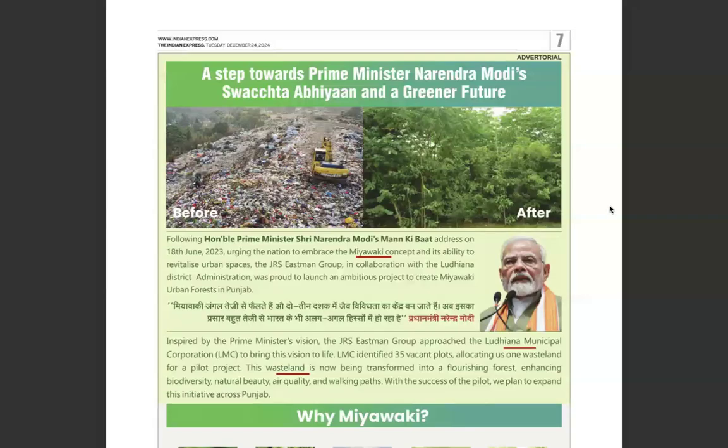Hello everyone. So when we're talking about sustainable development and planned sustainable urbanization, we have very often talked about the Miyawaki method. Here you can see the picture before and after its application, which has helped us in terms of regeneration of biodiversity in this region. It has helped us in ensuring the health and hygiene aspect.